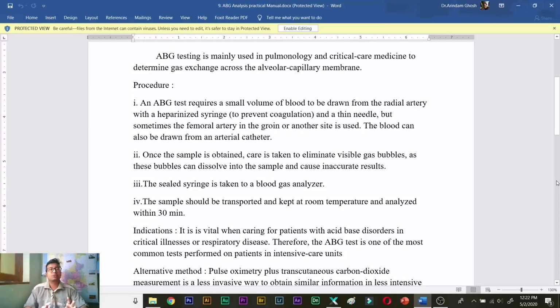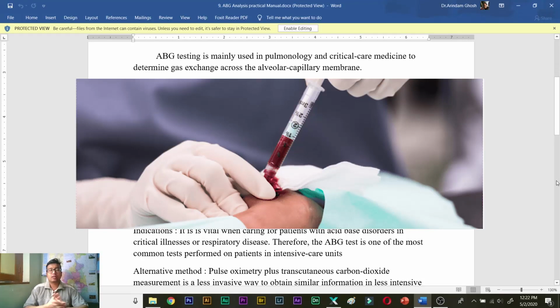Okay, so this is also known as point of care testing or POCT. It should be done within 30 minutes. So if the blood sample has been drawn and 30 minutes have passed, it is totally useless. We need to draw a fresh blood sample to analyze the ABG.